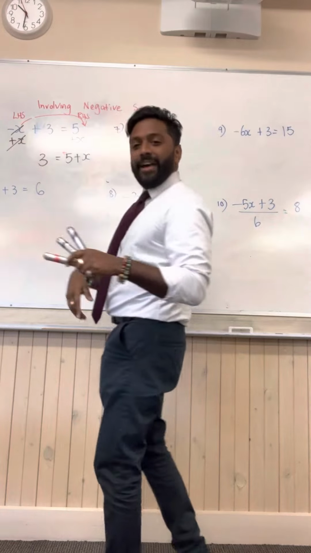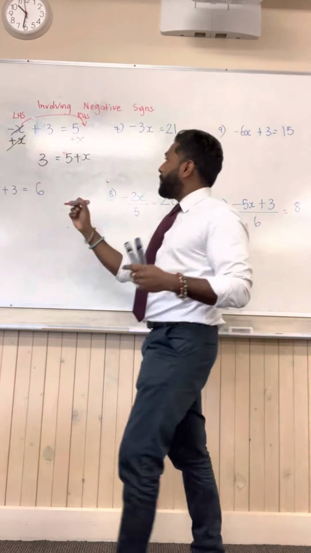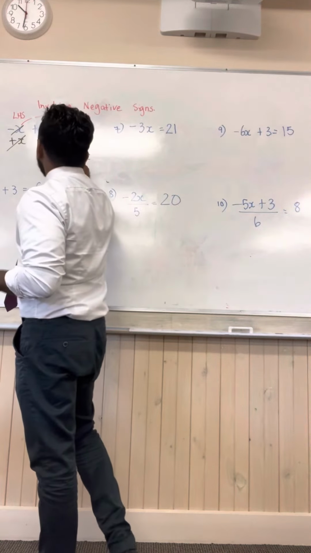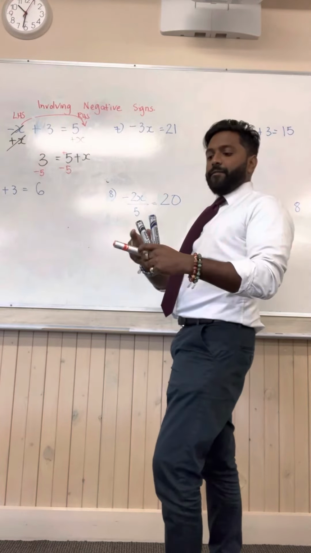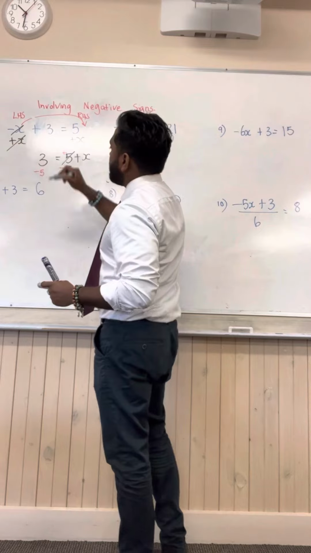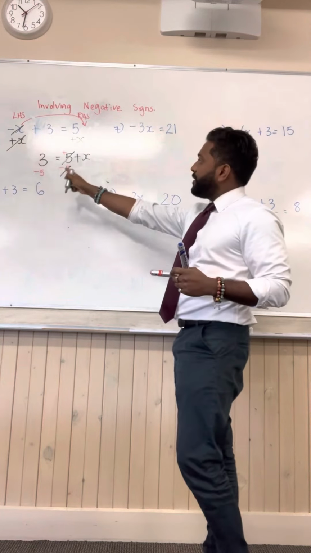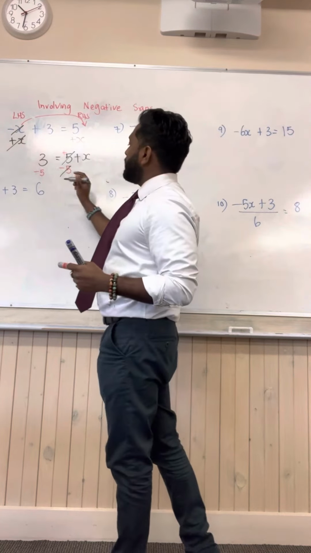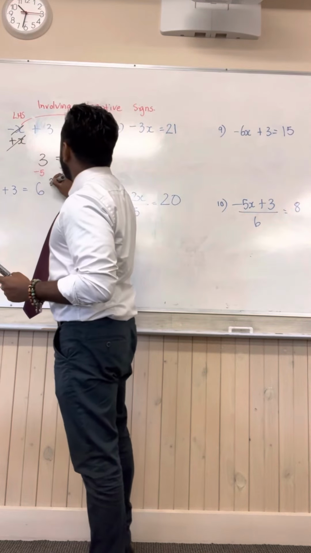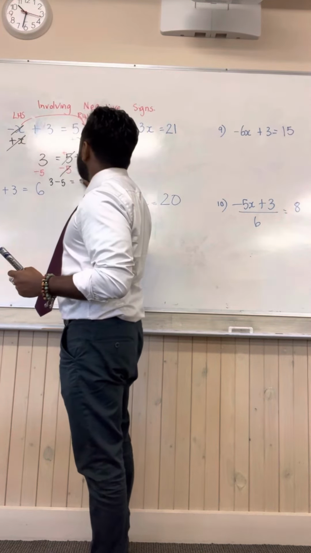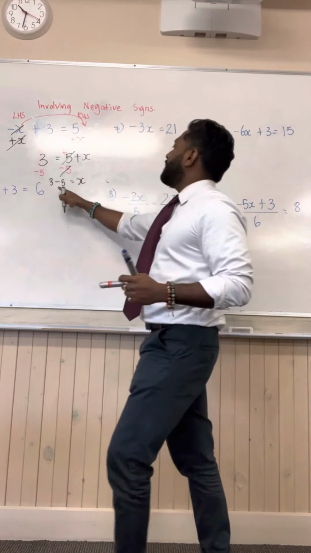So how do you get rid of that plus 5? You've got to do the opposite. You go minus 5, and then you minus 5 on this side. Cool. So what's plus 5 minus 5? I cancel that, it becomes 0. Now you're left with x is equal to 3 take away 5. So how do you write that down? 3 take away 5 is equal to x. What's 3 take away 5?